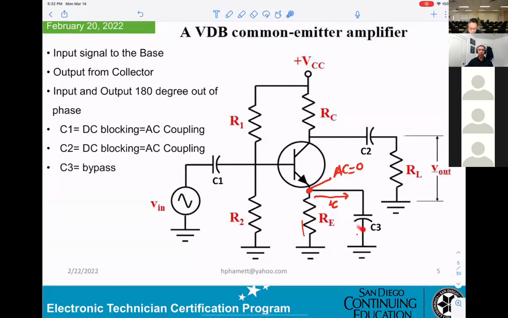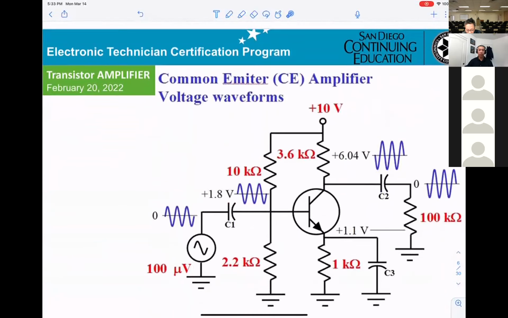C3 is the bypass capacitor. What does C3 bypass? It bypasses the resistor RE here. That means the AC current at the emitter does not go down through RE. The thing is, C3 is a short, so that's why it goes to ground. So if you measure the AC voltage at the emitter, you're supposed to get 0, because it is shorted to ground. That's what everyone must know in general.